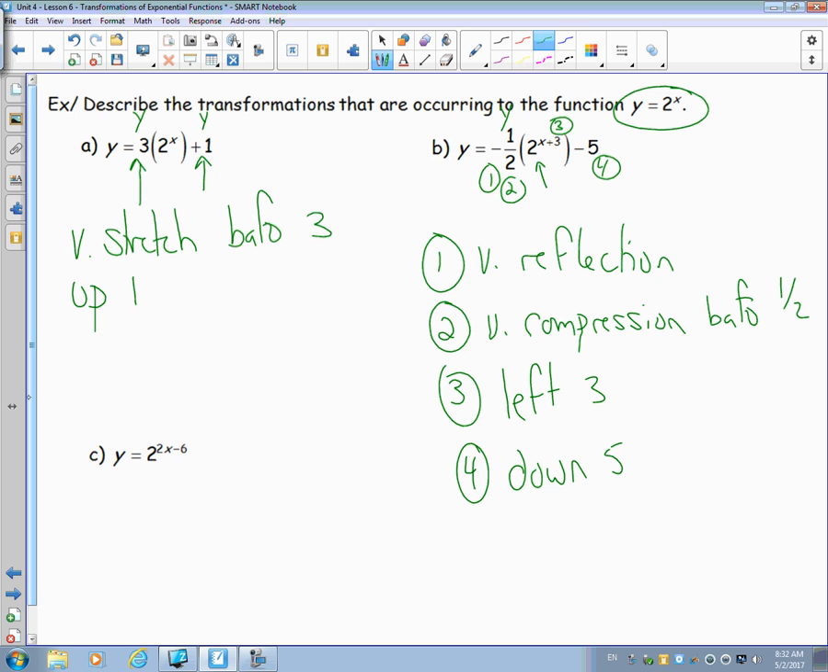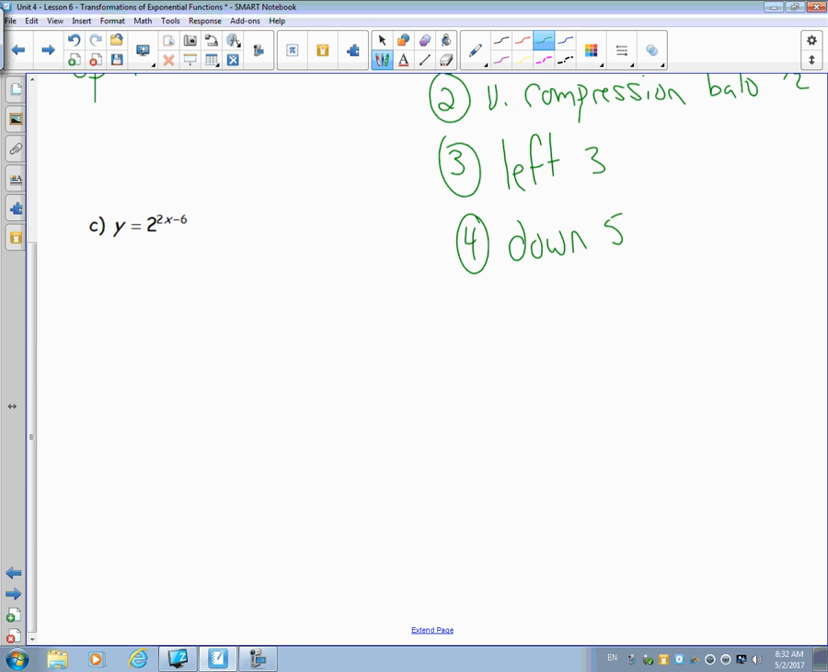Let's take a look at C. And C, the first thing you hopefully will notice is that our equation's in the wrong format. The exponent has 2 parts on it, but no brackets. We're not supposed to have that when we're talking about transformations. So we're going to change this.